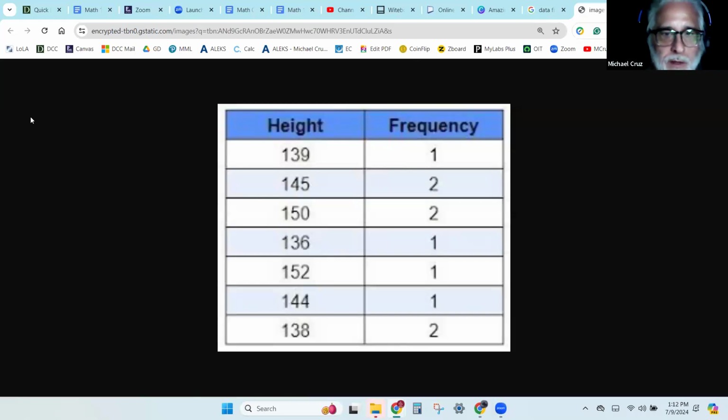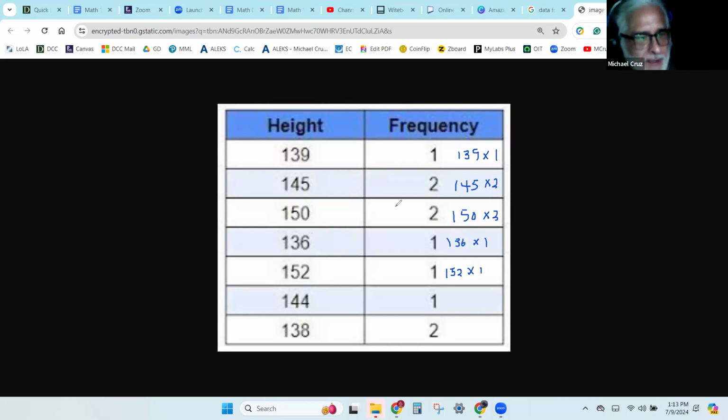So first step then is we're going to multiply these two values. We're going to take 139 times 1, 145 times 2, 150 times 2, 136 times 1, 152 times 1. So you're kind of trying to get your data back, because if you got it in a frequency table, you don't know exactly necessarily what they are. In this case, you do, because you know the exact heights, but this is the way you do it.